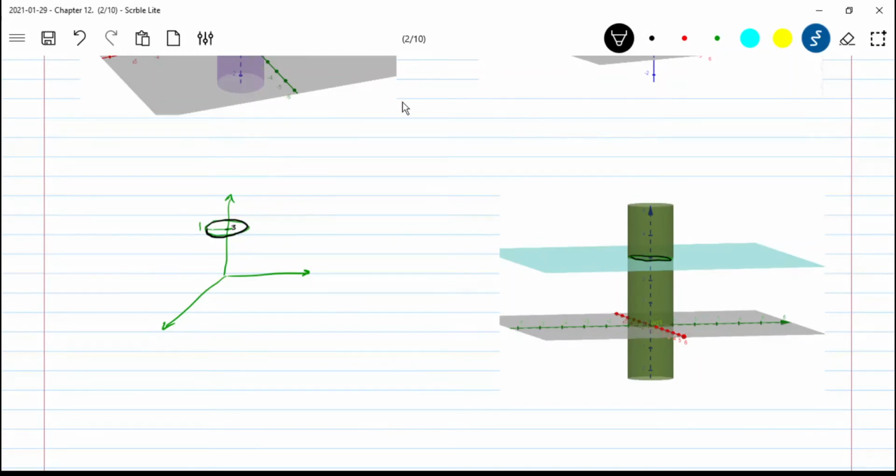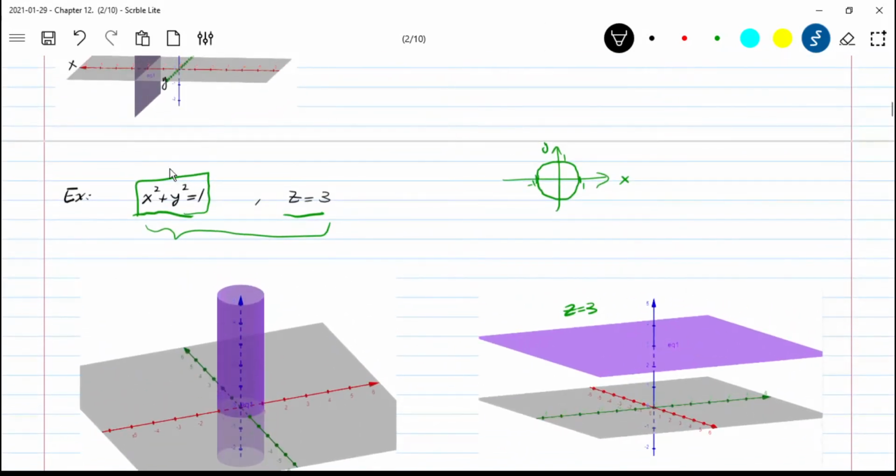Okay. If you notice that one of the equations is independent of a variable, try to draw it first. If this is x and y, try to draw it in the xy plane. Then just extend it through the same thing. If it was x and z, try to draw it in the xz plane.